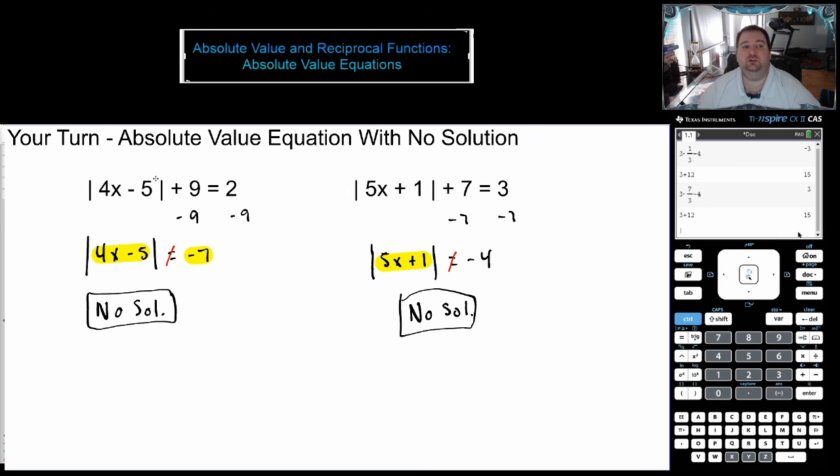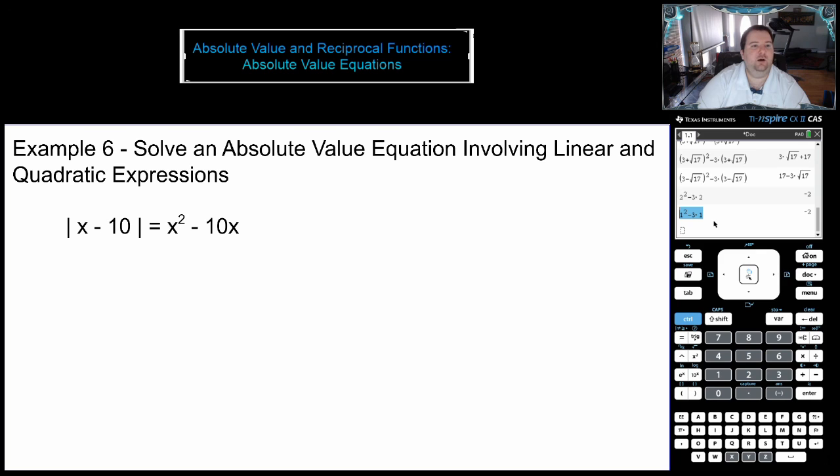So no solution. Last problem of the day is an absolute value equation involving a linear and a quadratic expression. Don't worry, it's the same. Isolate your absolute value expression and do your two cases. So you're going to have x minus 10 equals x squared minus 10x, and you're going to have negative x minus 10 equals x squared minus 10x.